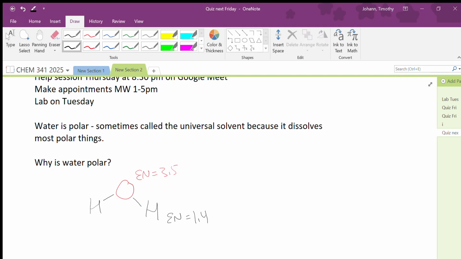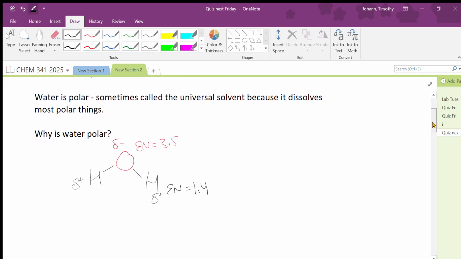And so what that means is, like I talked about last class, we end up with a really high partial negative charge on our oxygens, and we end up with a high partial positive charge on our hydrogens. And really, it's to the extent that it's like a large fraction of a full charge.